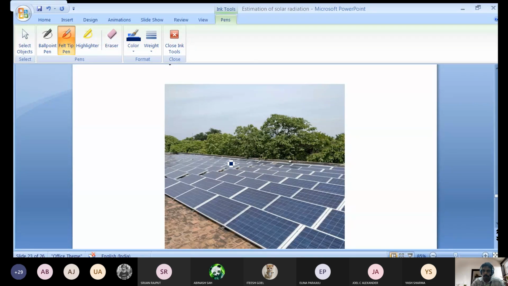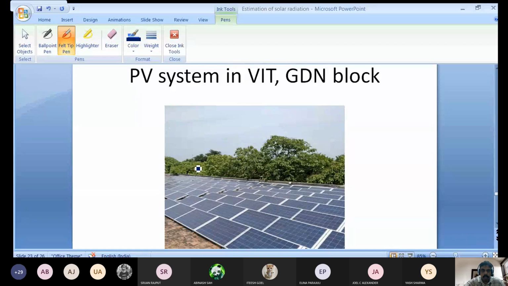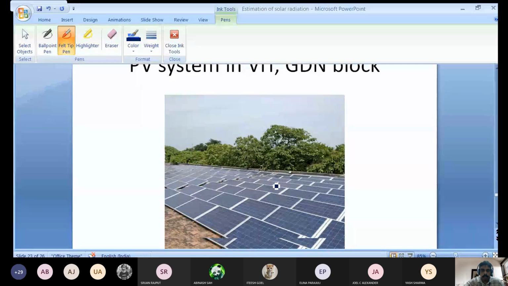So this one is a solar panel assembled in our building. GDN, VAT, almost all building top we have solar panels installed. This is in the GDN block. So I have given a case assignment for you to make a case study of some solar installations. So I think many people have taken case study from internet. You could go and visit some places. If time permits, still you can do it. Okay, then only you will get better understanding.